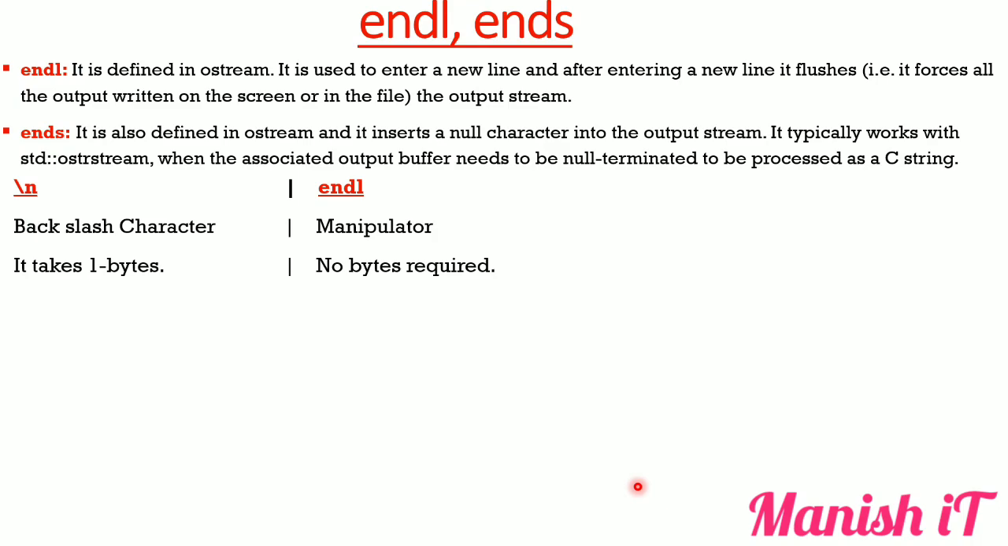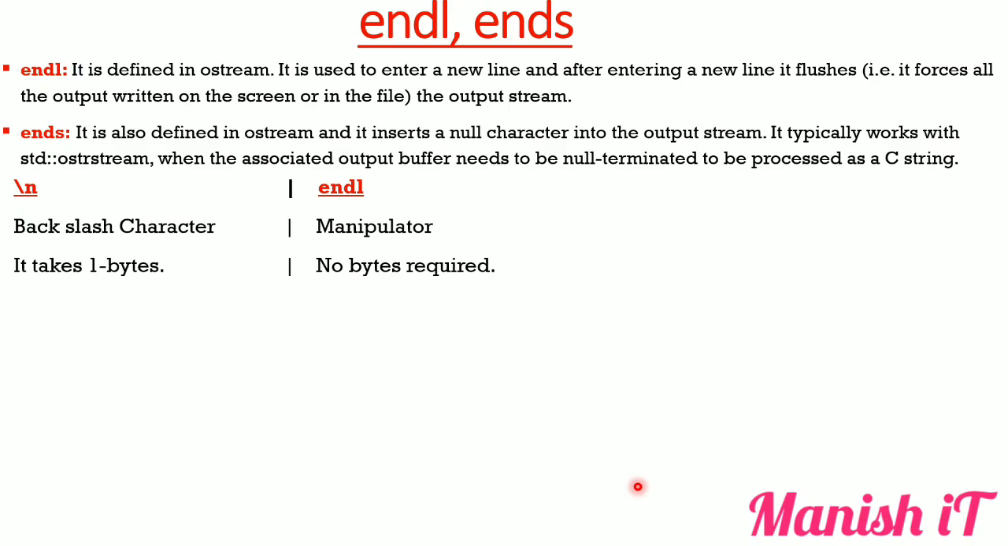So we can say that no bytes are required in the endl function. For example, as I already told you, we can use both slash n as well as endl within C++ for a new line. When you are using slash n, it is used directly after the text, but whenever you are using endl, you have to use the insertion operator to separate it. It is not used directly after the text.